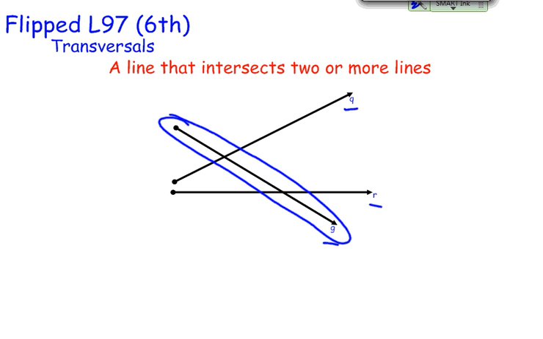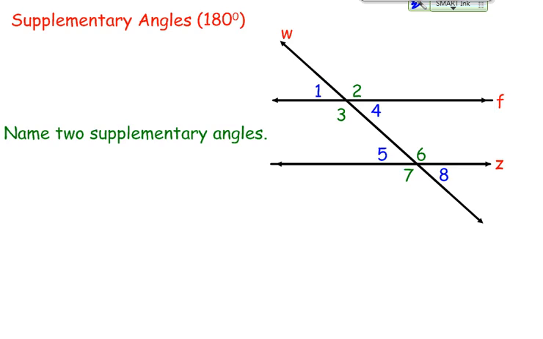However, while that gives us our definition of a transversal, we specifically want to look at transversals that are going to intersect two parallel lines. Because when you have a transversal that intersects two parallel lines, you get some unique properties that come out of that transversal. So in this case, we have line W intersecting F and Z, and in this case, F and Z are parallel. And so we can start to see some relationships.